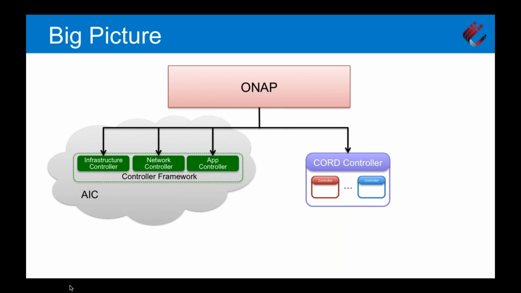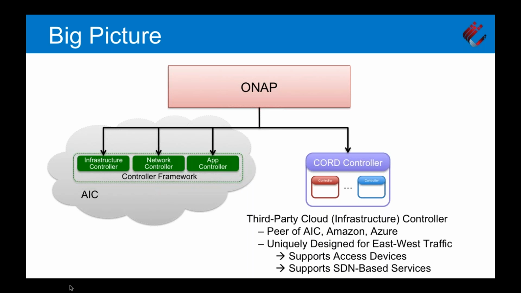But in ON.Lab, AIC is the AT&T integrated cloud. There's a set of controllers, and we were just not sure which one of these CORD was, but based upon our discussions at Bedminster last week, we just think of CORD as yet another controller. And in fact, they already have a concept of third-party cloud controllers, or to use this language, infrastructure controllers. CORD is just another one of those. So it's a peer of AIC itself. It's a peer of Amazon. It's a peer of Azure.